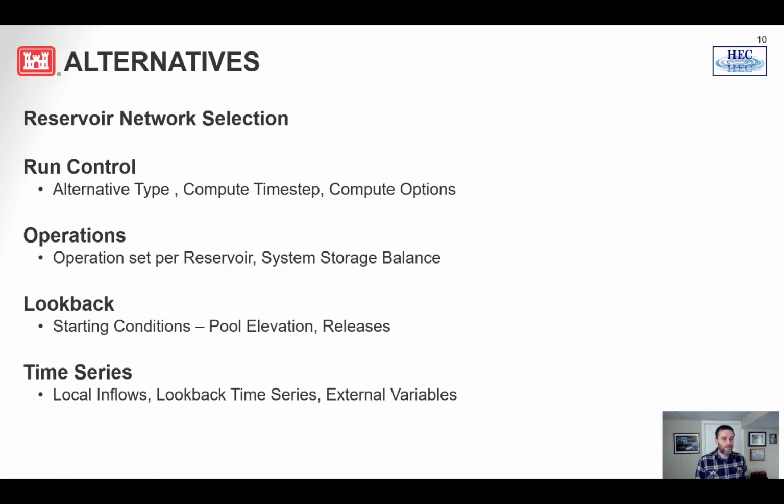So a ResSim alternative is a reservoir network selection. So we have a run control. The alternative type is the computational time step. The compute options are in your run control tab for the alternative. Then there's the operations tab. What type of operation set? You can have multiple operation sets. You can have an operation set for the water control plan. So what the book says.